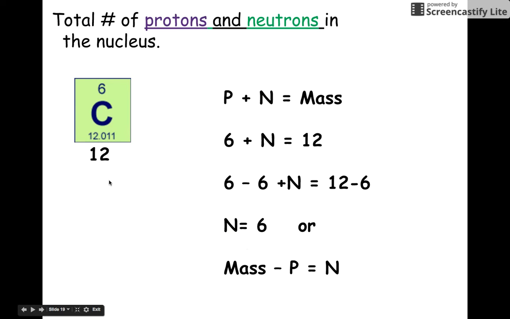So the mass is always going to be a combination of both protons and neutrons. Please remember that's just the average of the mass of protons and neutrons, and that's going to change. The number of neutrons is going to change, and we're going to learn that later.